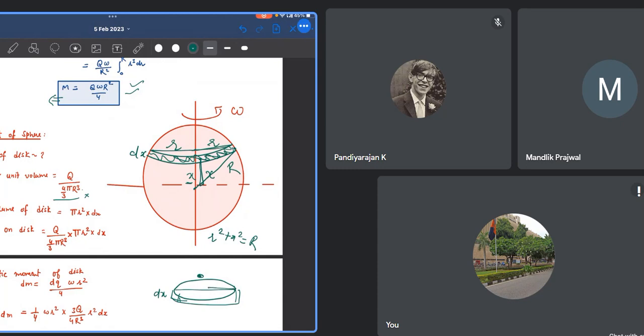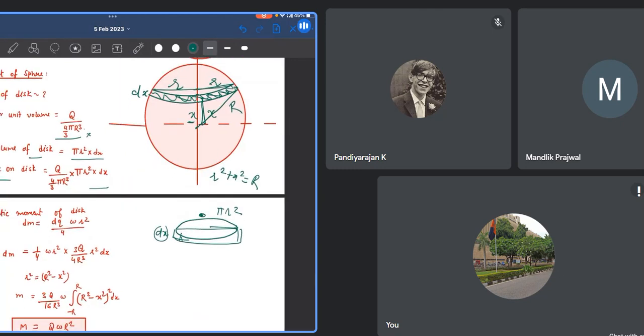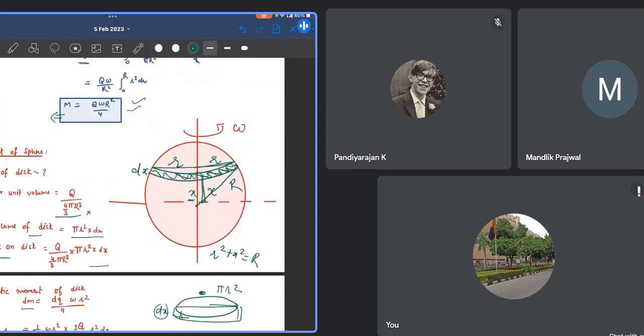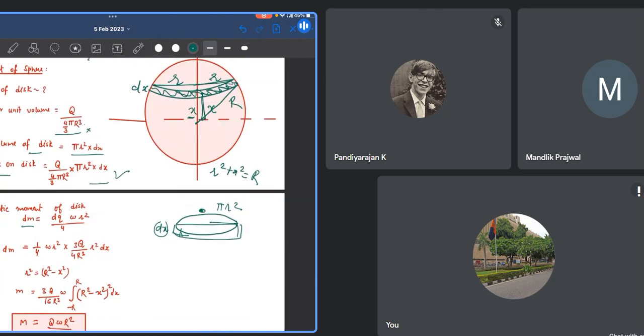Since we know that its area is given by pi r square and its height is given by dx, that will become the volume of this disk. And when you multiply the volume of this disk with the charge per unit volume, you will get the charge on the disk. Then you will calculate the magnetic moment of the disk, which is already calculated. Q is replaced by dq here, and dq is given by this expression.